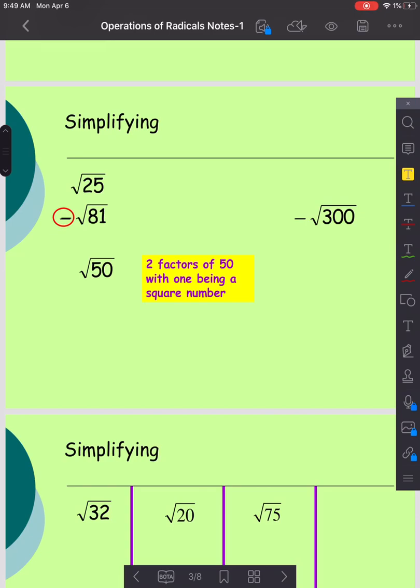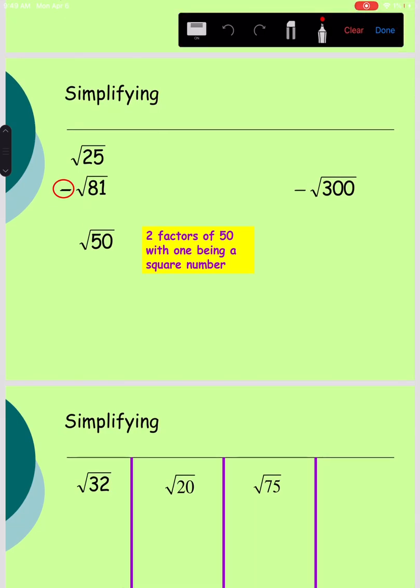So the square root of 25, we've talked about, is a perfect square. It is positive 5. Negative square root of 81, if there's a negative thrown in front, it's got to stay with it. So that would be negative 9. Now the square root of 50. 50 is not a perfect square.